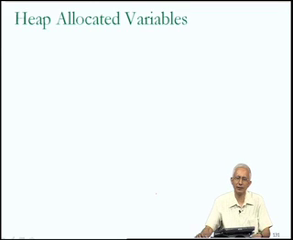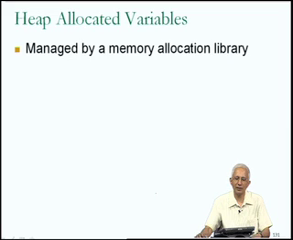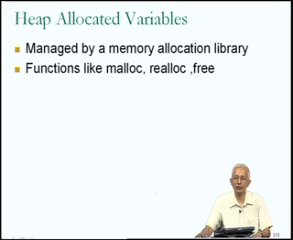Now I had mentioned that heap allocated variables are the variables, the pieces of data whose lifetime starts from an explicit creation point and the lifetime ends at an explicit reclamation point or freeing point, and that this is done in C programs by a memory allocation library. Right? We know that there are functions like malloc, realloc and free. Malloc is used to allocate a dynamic variable.